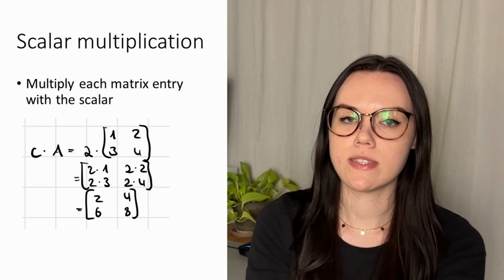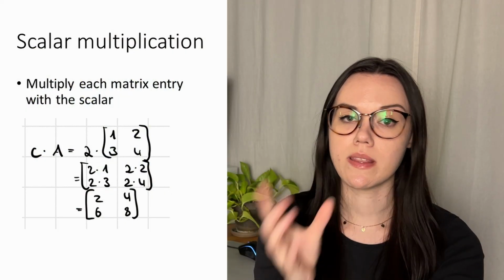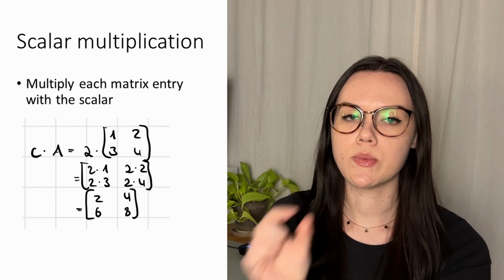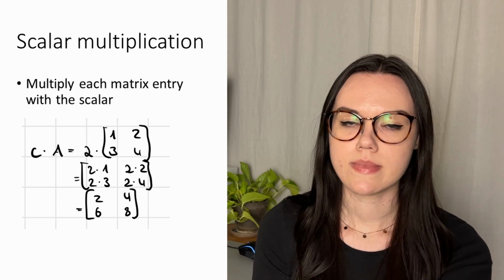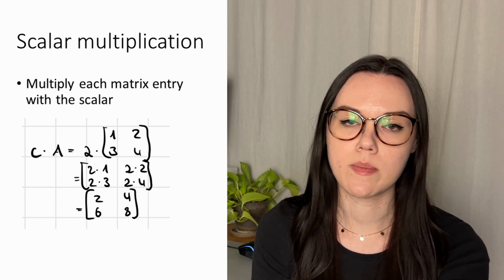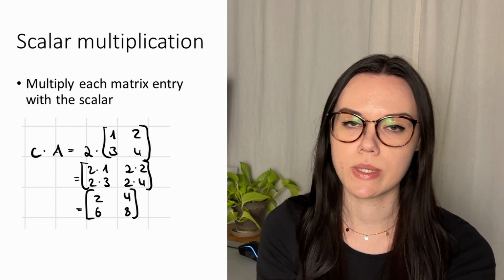Of course, there's also matrix multiplication, but the process of that is a bit more difficult, so I'll save that for another video. But what we can talk about is scalar multiplication, and that's where the scalar from the start of this video comes in. Scalar multiplication means you take a number and multiply it with a matrix. In that case, you multiply the scalar with each of the entries in the matrix separately. And then the end result will be another matrix of the same shape as the original matrix.